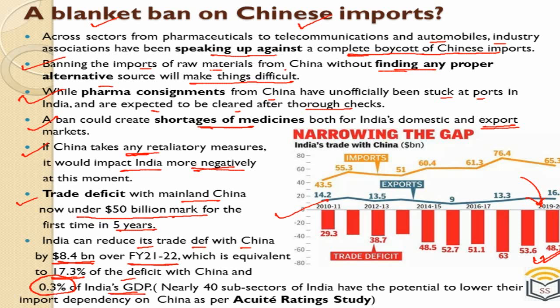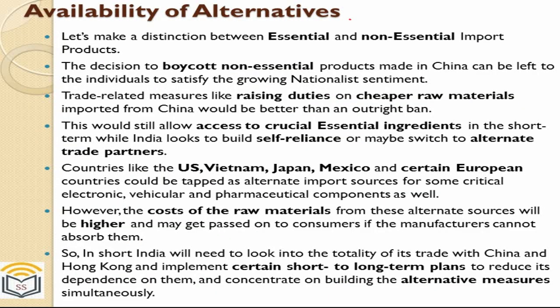So India has the potential to reduce this trade deficit, and what needs to be done for this? According to an Acuité Ratings study, there are nearly 40 sub-sectors in India which have the potential to lower their import dependency on China. So there is a potential that we can reduce the trade deficit. Now we have seen that we are very much dependent on China in many sectors, but do we have alternatives available with us? To do that, let's distinguish between essential and non-essential import items. The decision to boycott non-essential items made in China can be left to individuals, to satisfy the growing nationalist sentiment of the boycott China slogan.